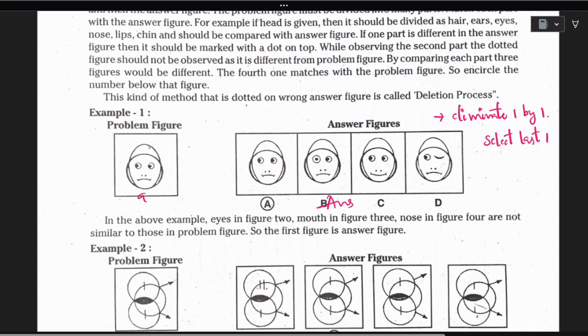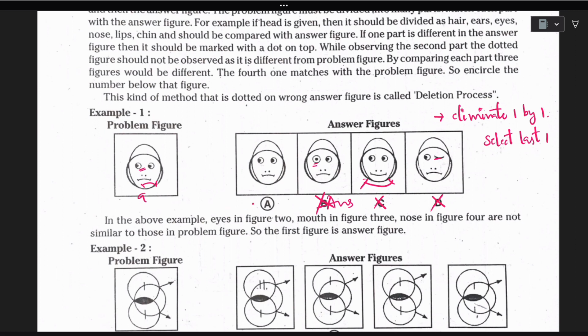So first of all, it is having a cap. Do all the figures have a cap? Yes. But by looking into the eyes here, see here one eye is closed, so that is not matching. So we will be eliminating D. And coming to the next one, in B also the eye is something different. So we will be eliminating B also. And next, the eyes are the same in A and also C. See here the mouth is turned to the lower side, but in C the mouth is turned to the upper side, right? So we will eliminate this C also.